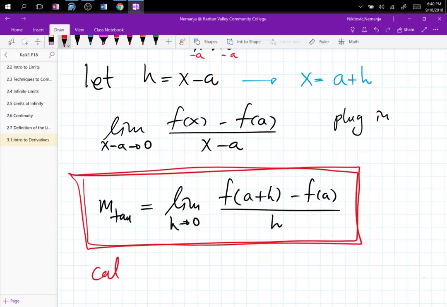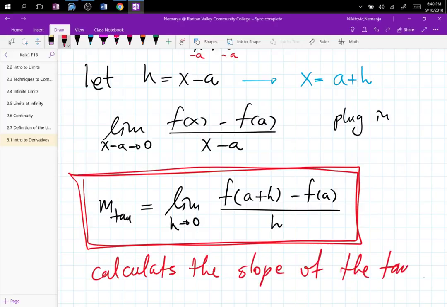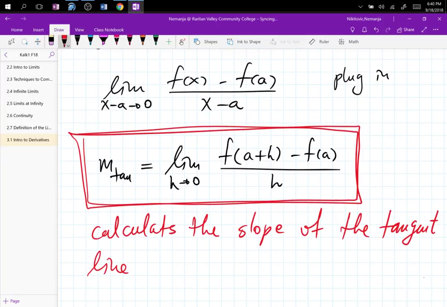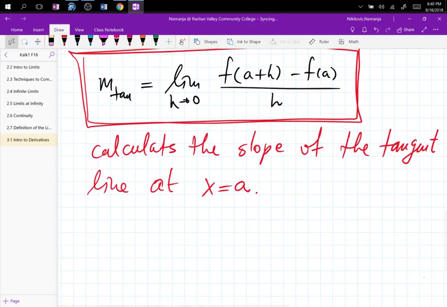Calculates the slope of the tangent line at x equals a. So let's take a look at an example immediately, and you will see that we are using 2.3 to solve this.